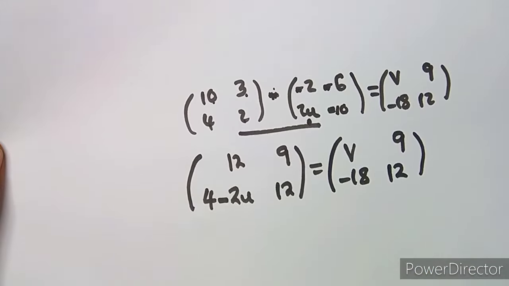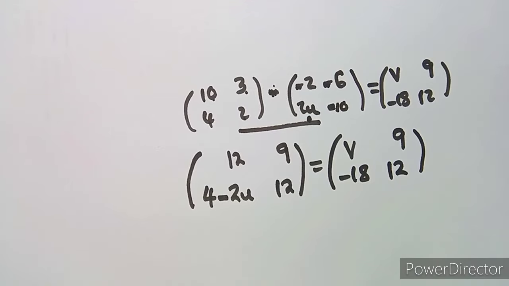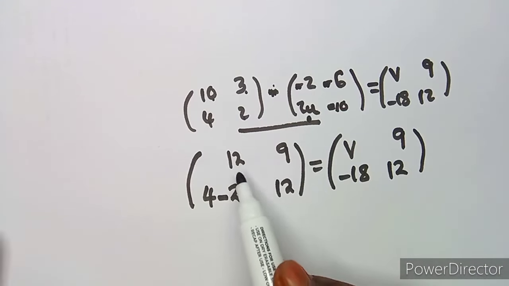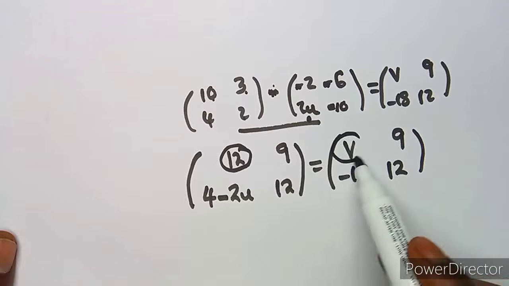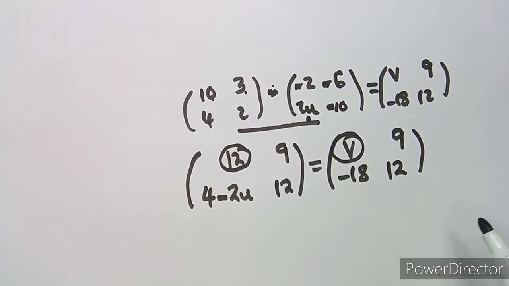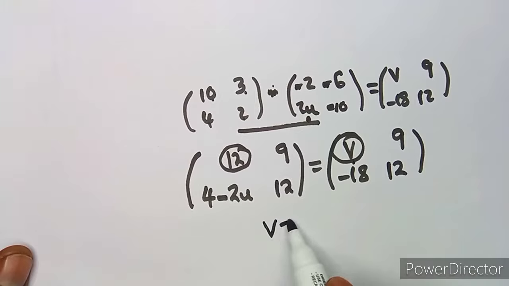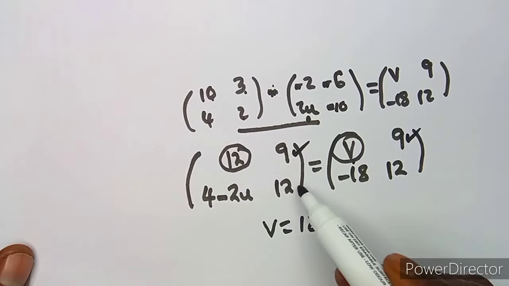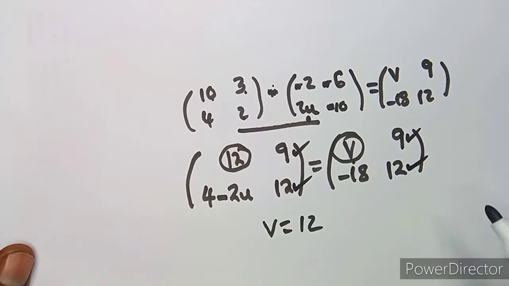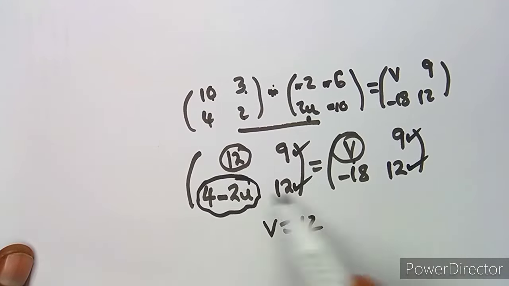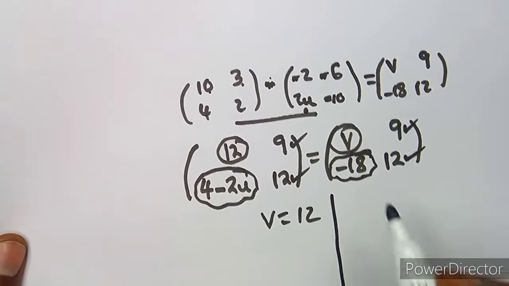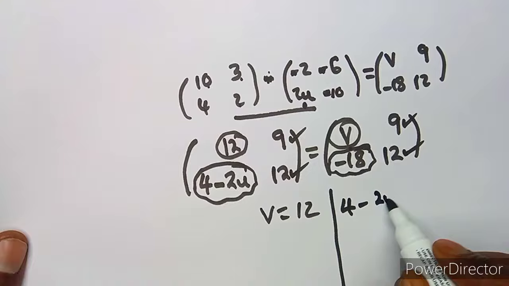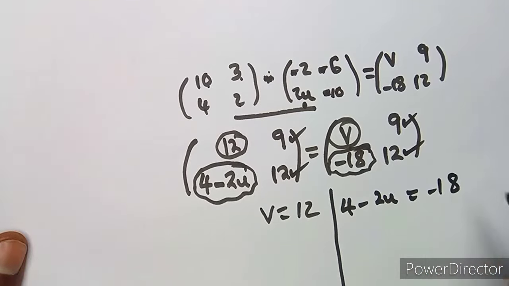So from the knowledge now that you know about matrices, if two matrices are presented like this, definitely it means corresponding values are equal. So by just having this, by default, v is equivalent to 12. As we can see, 9 and 9, they are the same. 12 and 12, they are the same. So it means also this here is equivalent to this here.